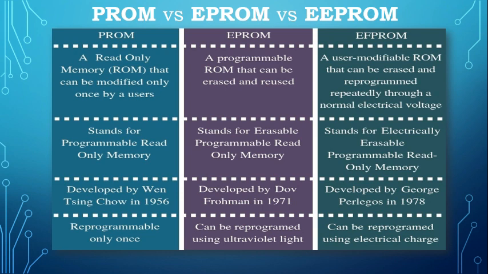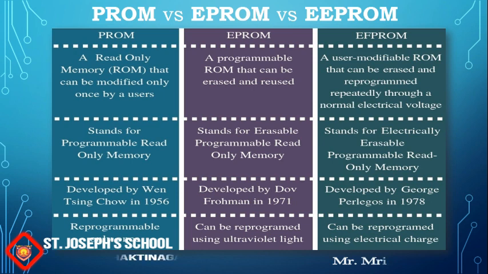Let's understand the difference between these three with this table. PROM is read-only memory that can be modified only by the users, whereas EPROM is a programmable ROM that can be erased and reused. EEPROM is user modifiable ROM that can be erased and reprogrammed repeatedly through a normal electrical voltage. That is why it is called electrically erasable programmable read-only memory.